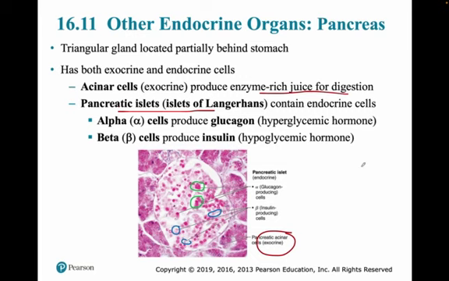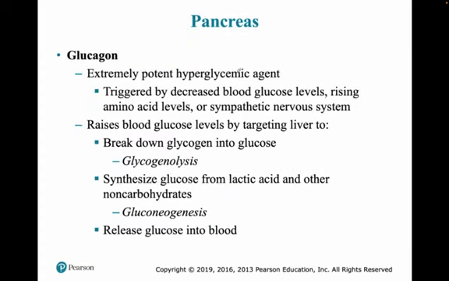They produce insulin, which is the hypoglycemic hormone. So they work in opposition with each other, right? So insulin and glucagon are antagonistic hormones. Glucagon is an extremely potent hyperglycemic agent, which means that it is triggered by decreased blood glucose. So when we have low sugar, low glucose, then glucagon will work.